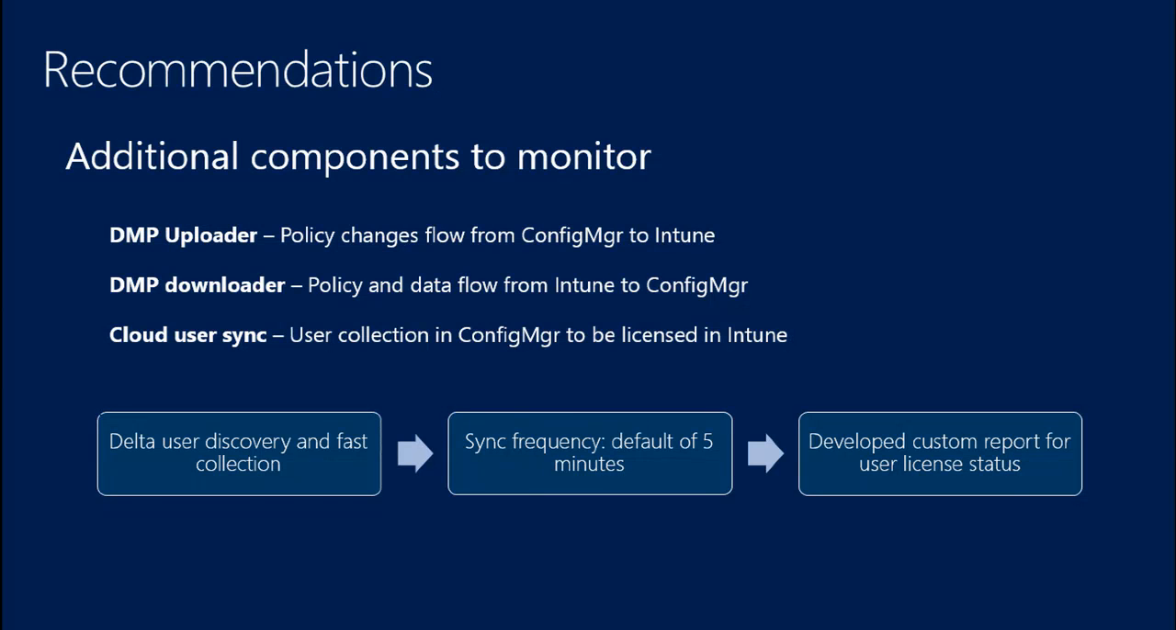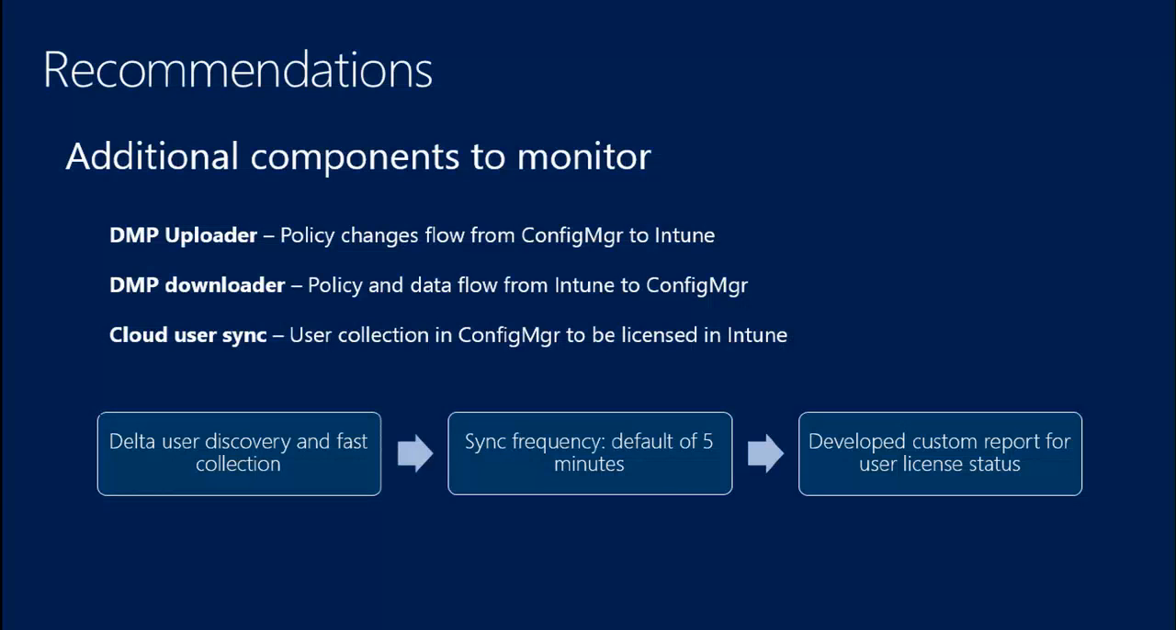So key recommendations, there are some additional components. We obviously don't have enough components to monitor, so there are additional components that you should look at. There's the DMP uploader, which will tell you whether policies are successfully flowing up from Config Manager to Intune. And the DMP downloader, self-explanatory name, which does the other way, whether Config Manager is successfully processing data coming in from Intune. And the cloud user sync we talked about, which gives you information about whether users are being successfully licensed in Intune or not.